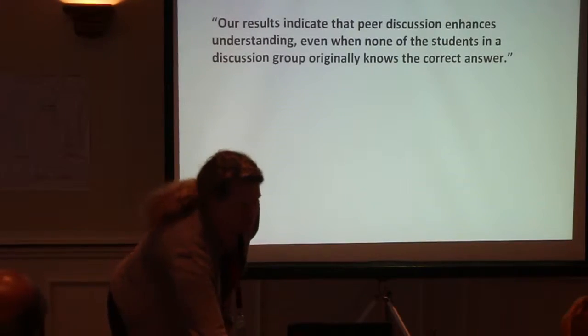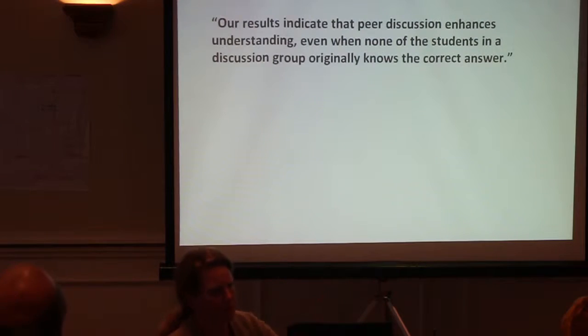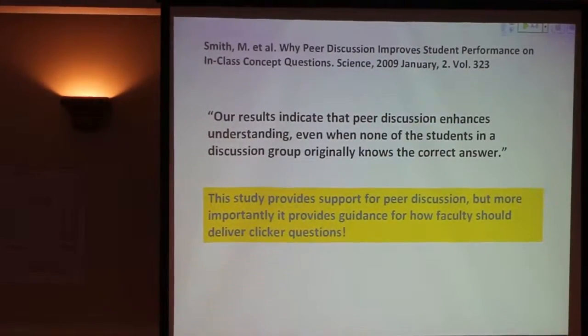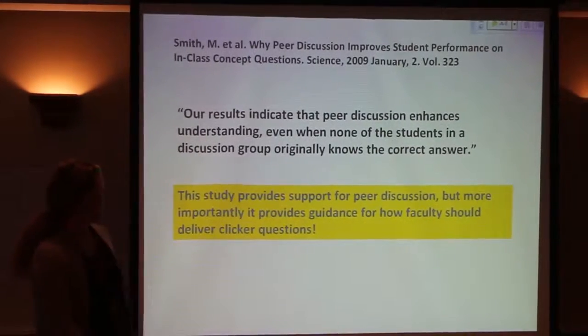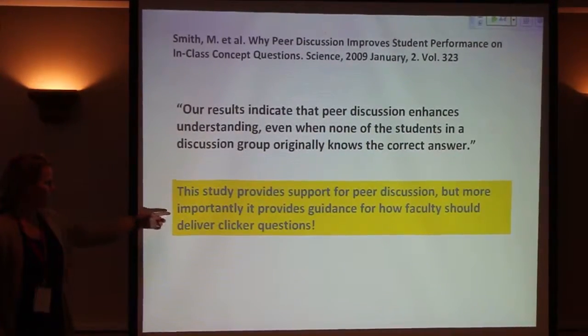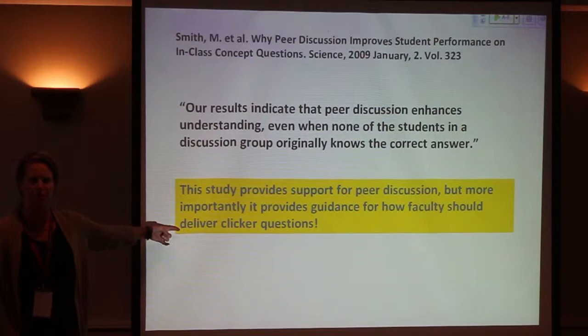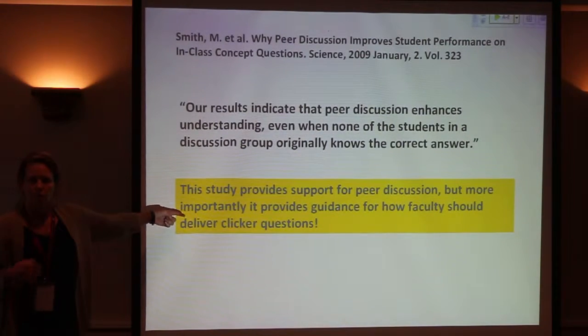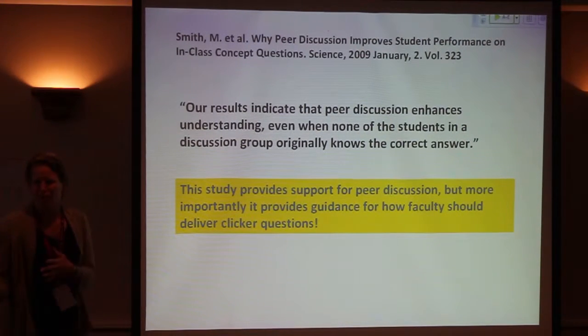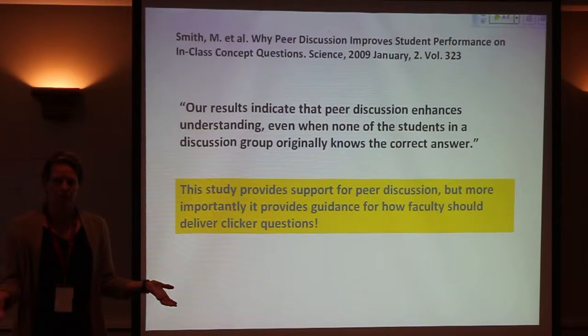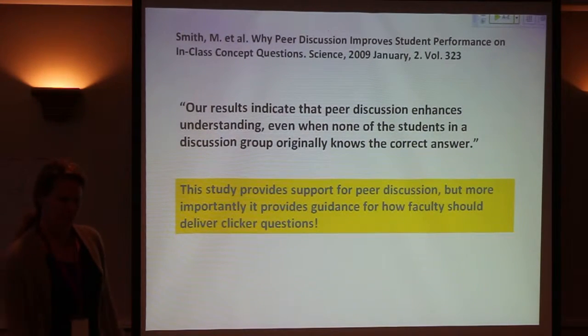Okay, so basically their results said peer discussion's good, but here's what's really important: this kind of research gave a guideline to faculty for how we should be doing clicker questions. We shouldn't just ask a question, show an answer. Make them struggle. We like challenges as scientists. We do this kind of stuff all the time.